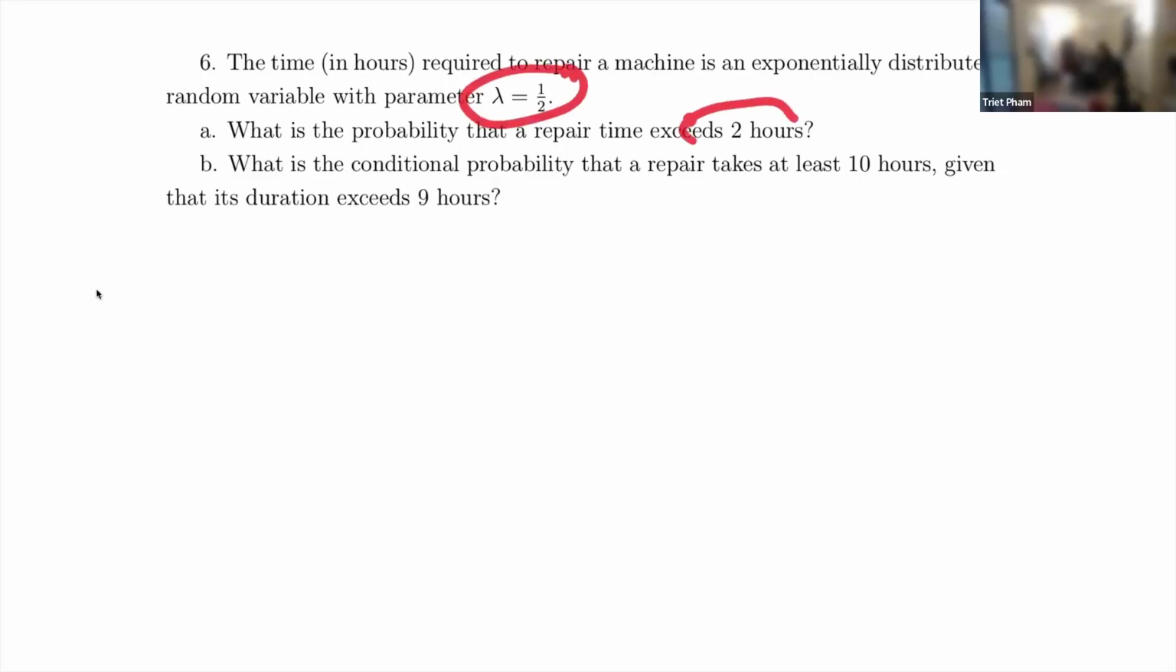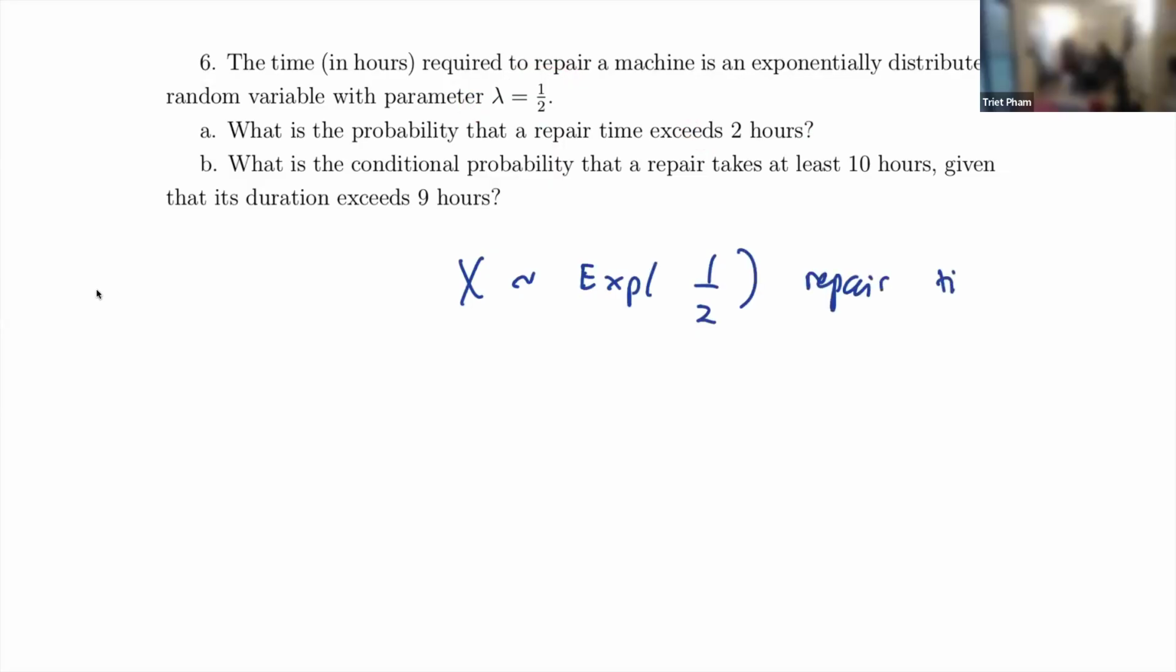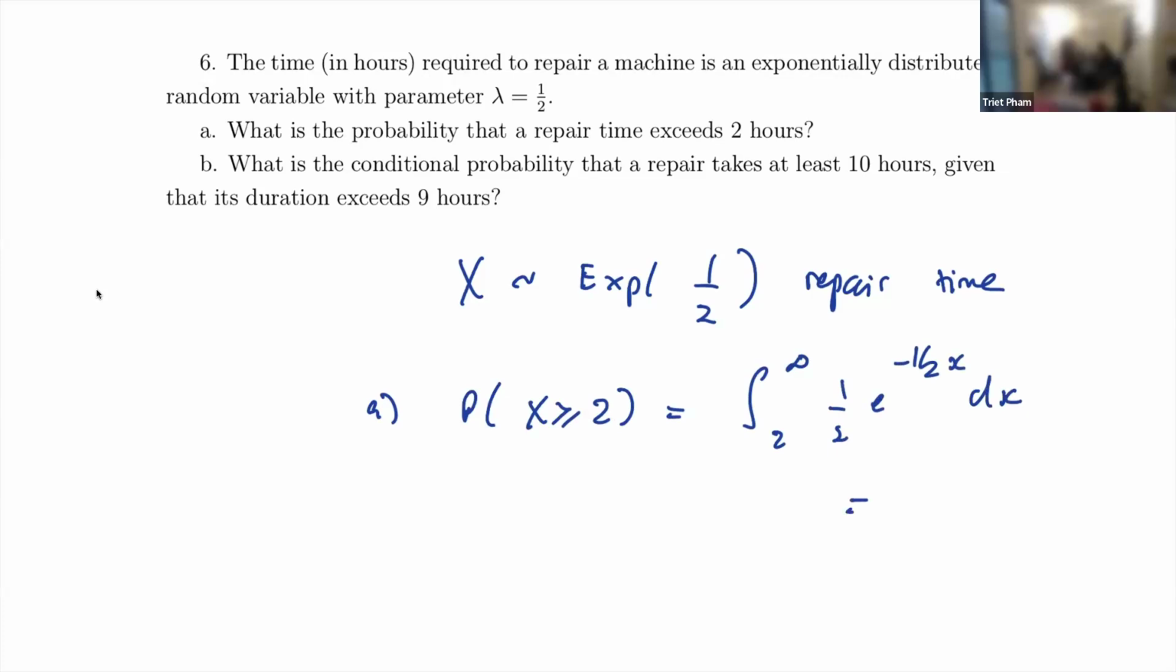Okay, so lambda, right? Let X be exponential with rate 1/2, which is the repair time. So the probability that X is bigger than or equal to 2 is the integral from 2 to infinity of 1/2 e to the minus 1/2 x dx, which is e to the minus 1/2 times 2, which is e to the minus 1. All right. Okay, so far.